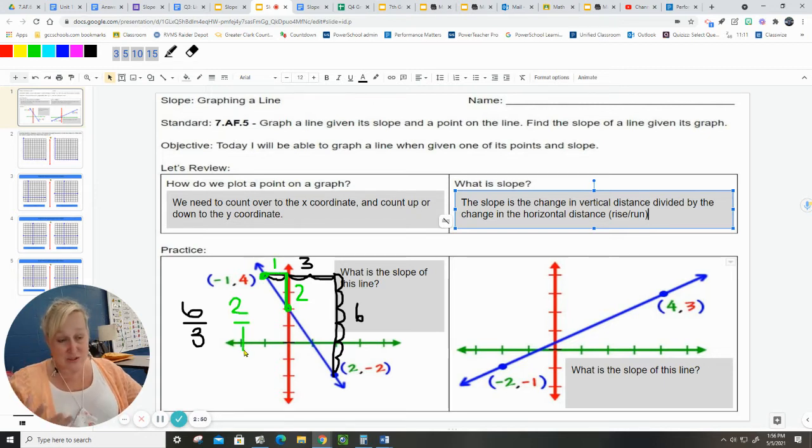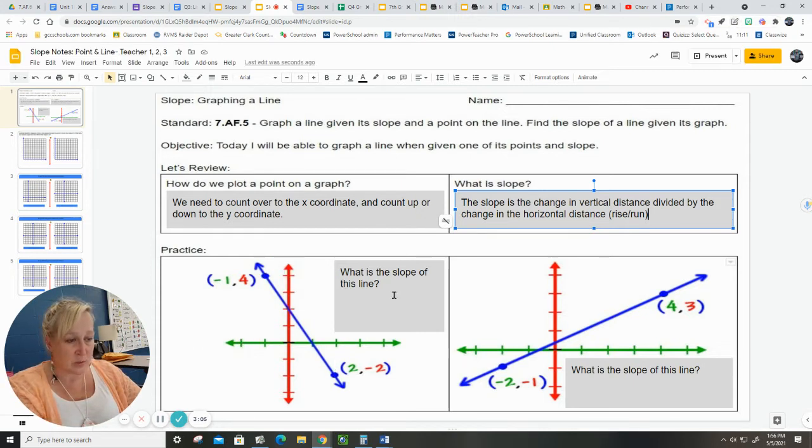Then the last thing that I do is think, is this positive or negative? This is decreasing. If I drop my little person here, he goes way down the line. So therefore it's negative 2 over 1. So we will type that in our answer. What is the slope of this line? Negative 2 over 1.